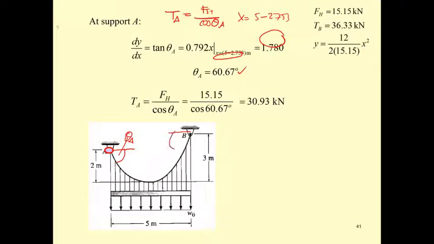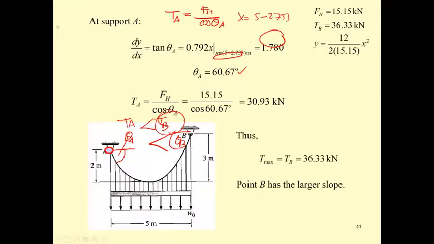The angle here is theta sub B. Theta sub B is larger than theta sub A, so T sub B is also larger than T sub A. And we get T sub B, the maximum. T sub B is what we're going to use to decide the size of the cable.